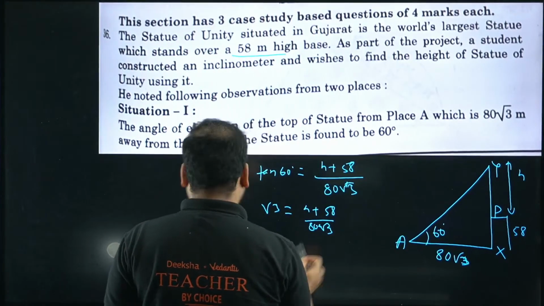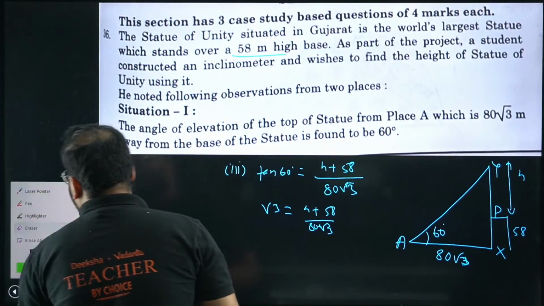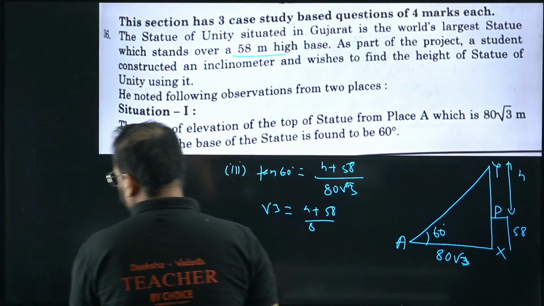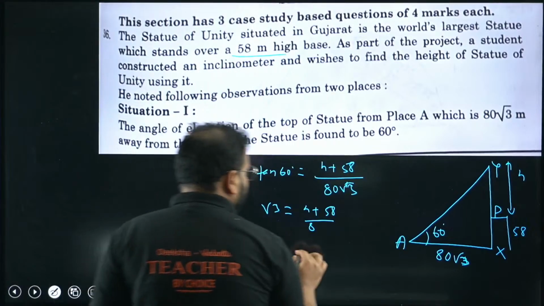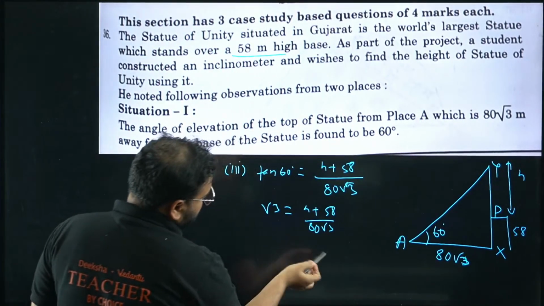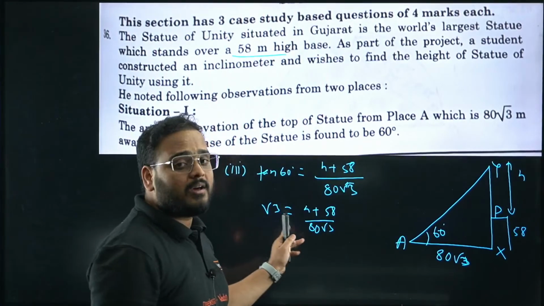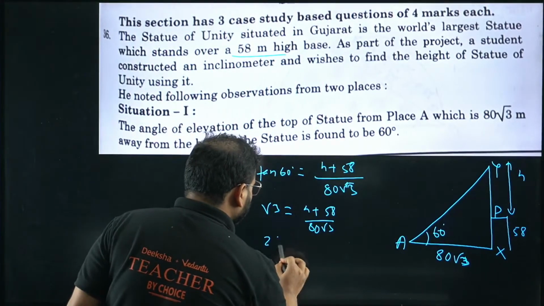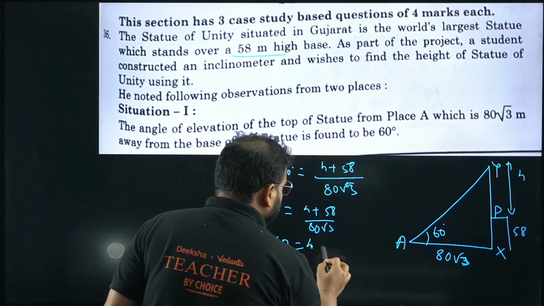Root 3 equals H plus 58 by 80 root 3. Cross multiply now. You get 8 into 3, right? Root 3 into root 3 will be 3, right? So you get 24, so 240 equals H plus 58.